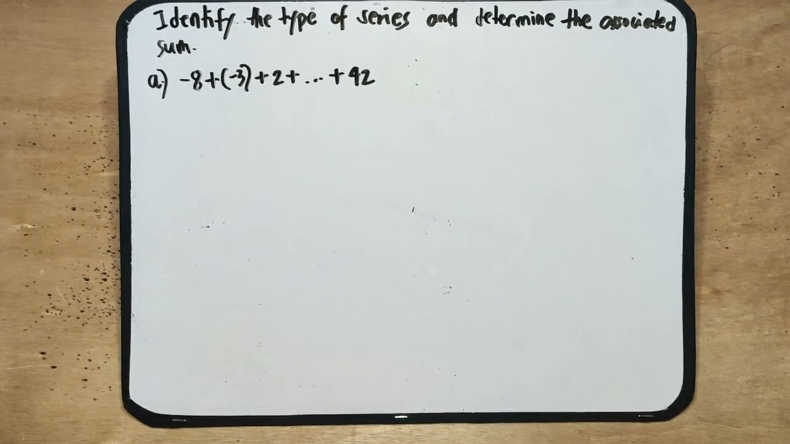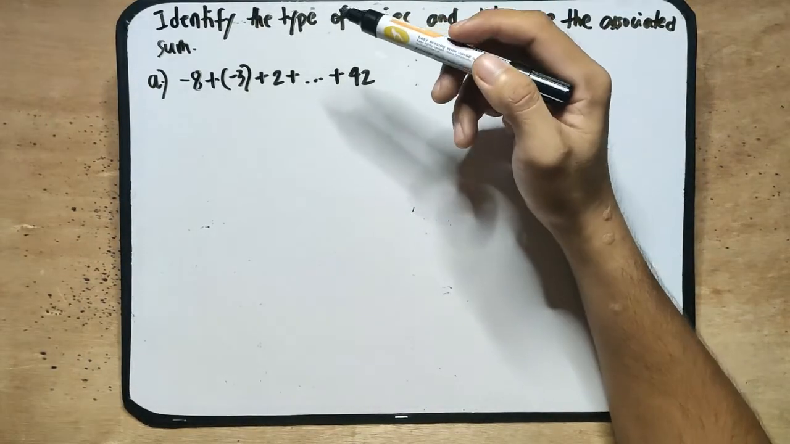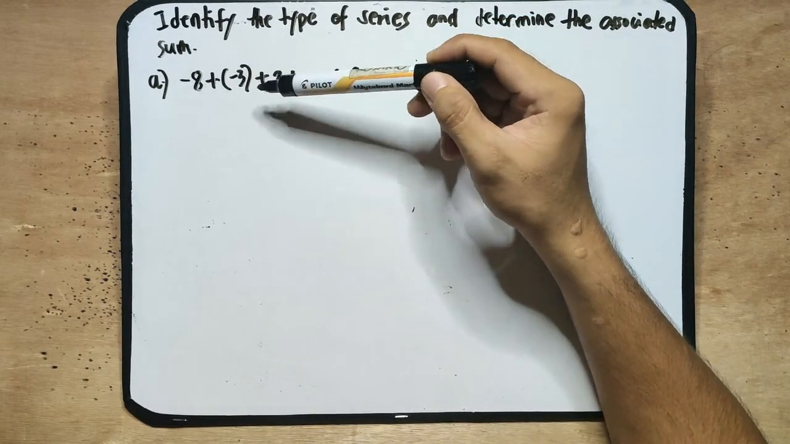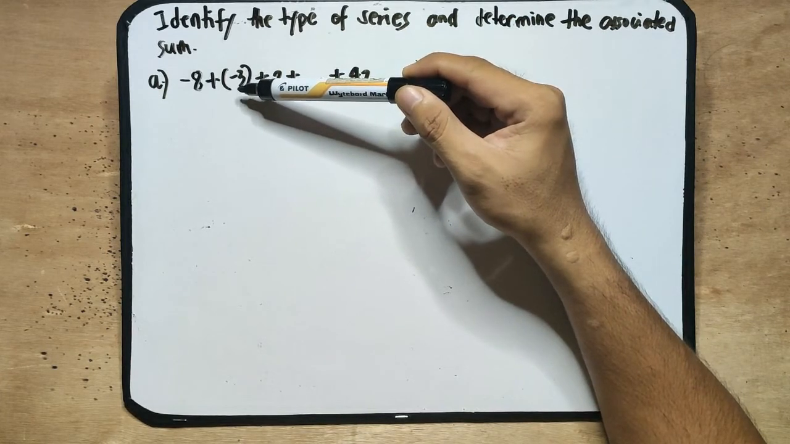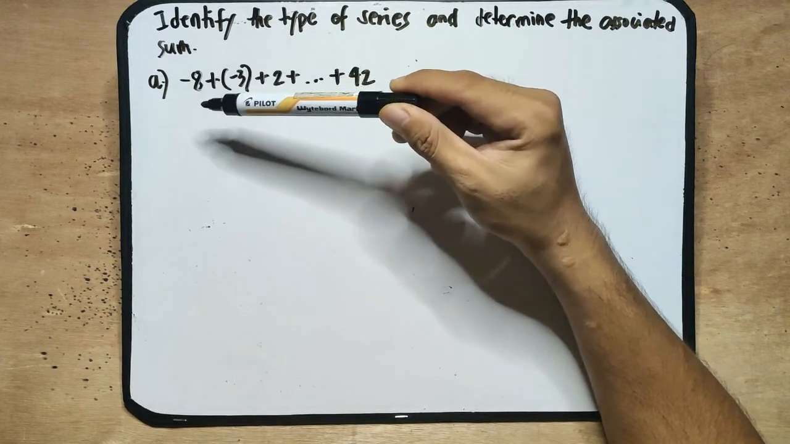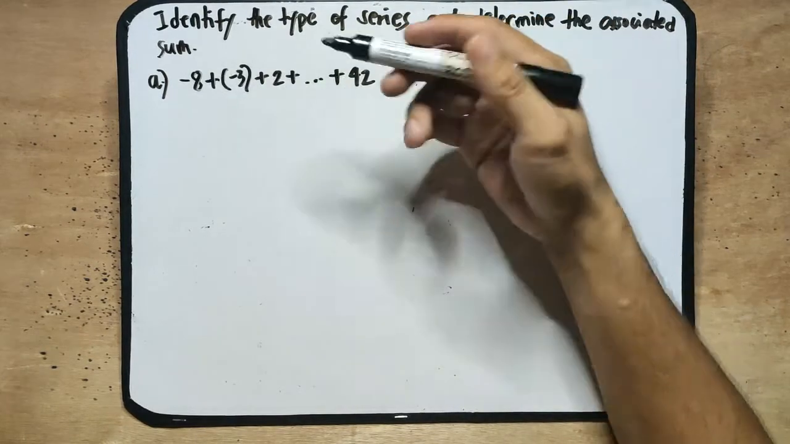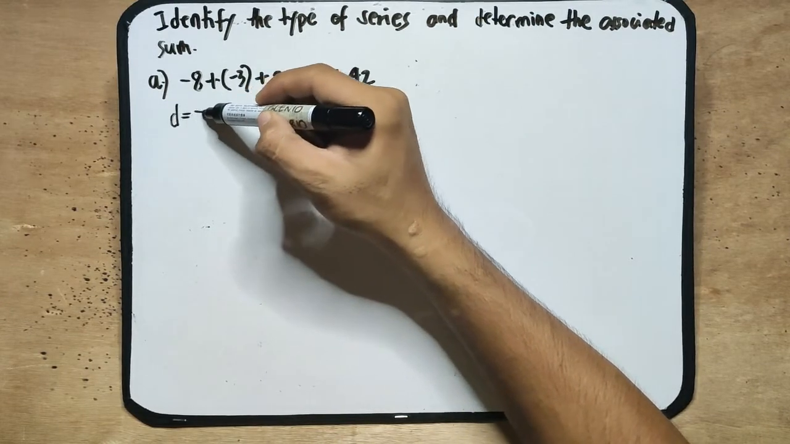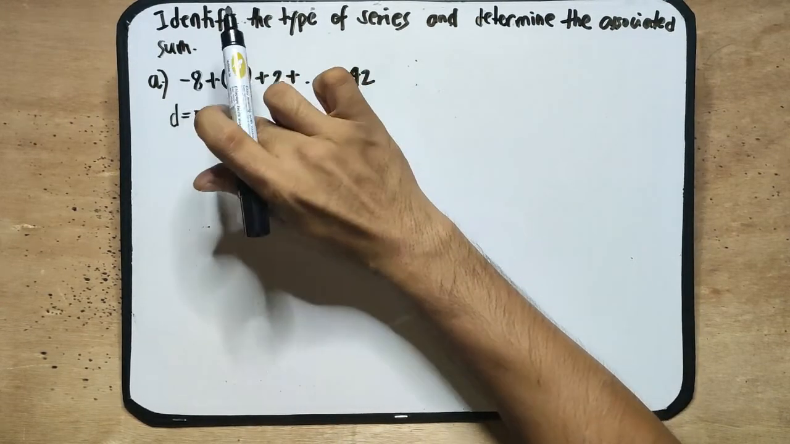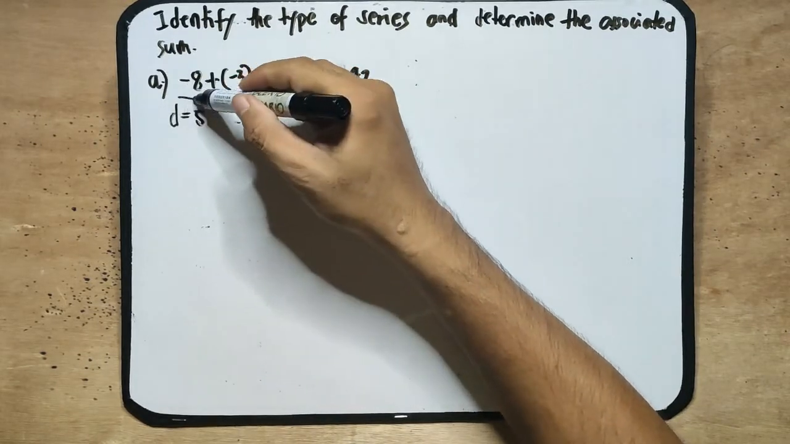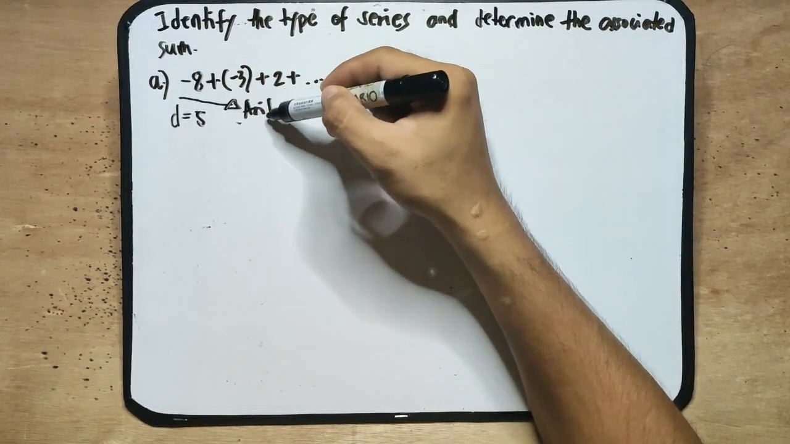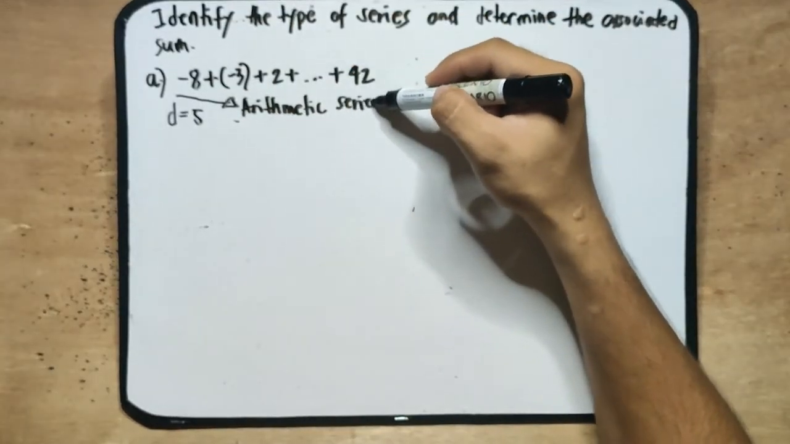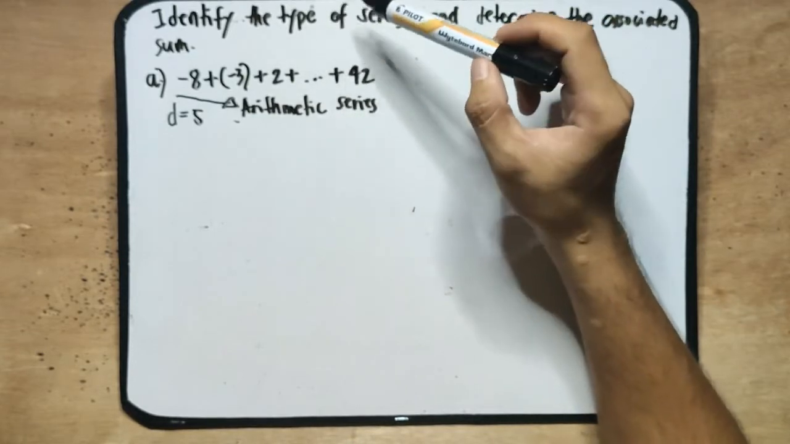So, let's try to identify kung may common difference. So, we have 2 minus negative 3 is positive 5. Negative 3 minus negative 8 is positive 5. Since may common difference, which is 5, the common difference is 5. So therefore, this is an example of arithmetic series. So be careful in writing your answer since sa instruction, hanapin daw kung anong klaseng series. Okay?